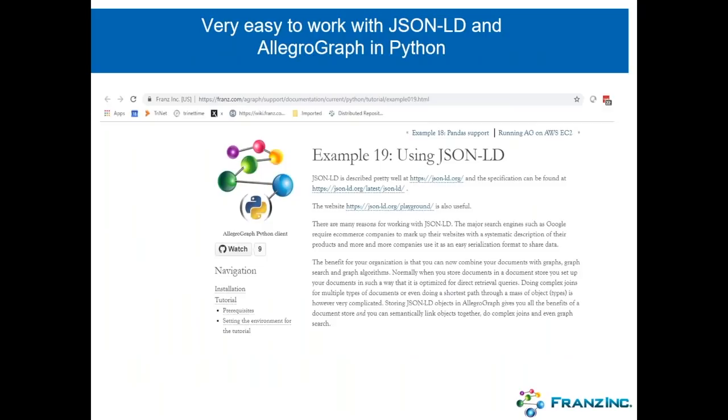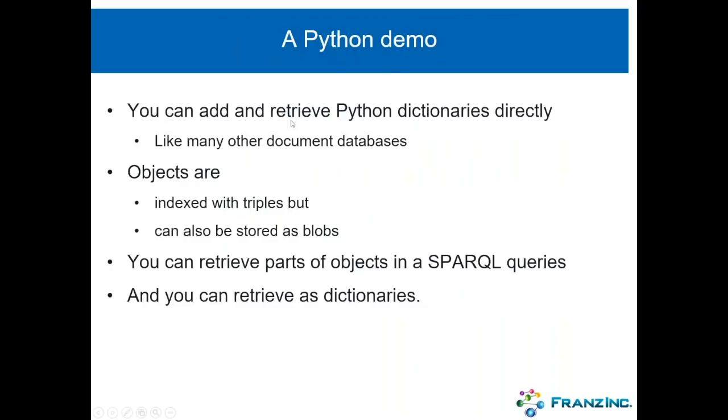One of the reasons why I really like it is that, say you work in Python, where one of the core data structures is the dictionary. Well, we can actually just add and retrieve dictionaries directly into the database. And it's described here in our online tutorial with the address here. Just Google for JSON-LD and AllegroGraph, and you'll find it. So I'm going to give a demo. I'm going to show how you can use JSON-LD as just an input format for RDF triples or a semantic graph, but also how you can add and retrieve Python dictionaries directly, like in any other document database.